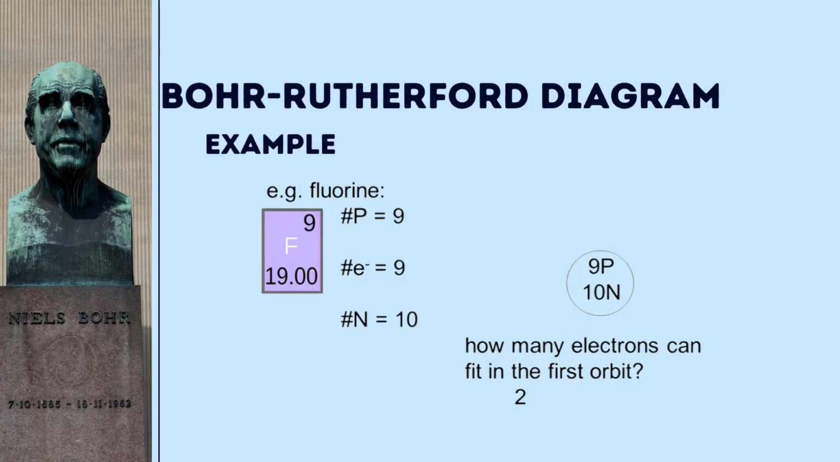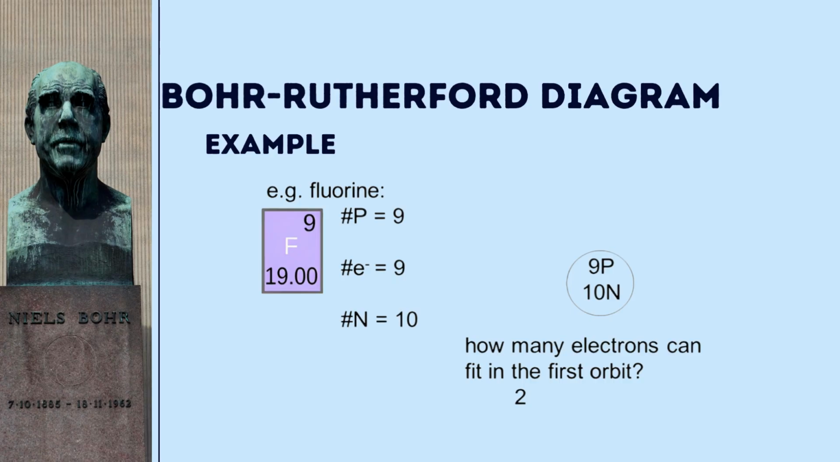As mentioned, this means that fluorine has 9 electrons, as the number of electrons is always the same as the atomic number. Fluorine has 9 electrons, meaning it has 9 protons in its nucleus. To determine the number of neutrons, simply subtract the atomic number from the atomic mass found under the element letter. In our example, that would mean 19 minus 9, which equals 10.